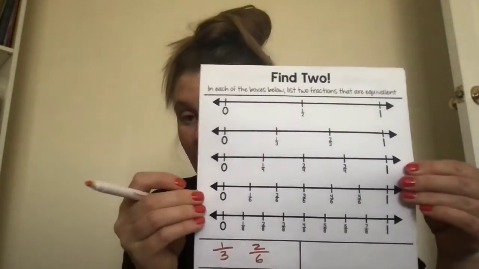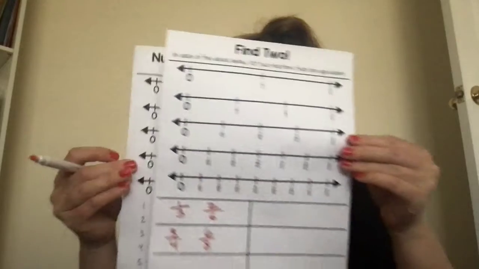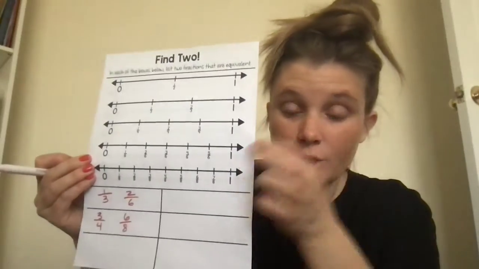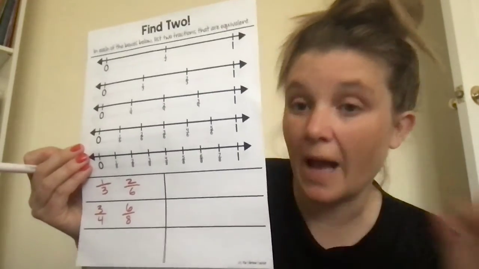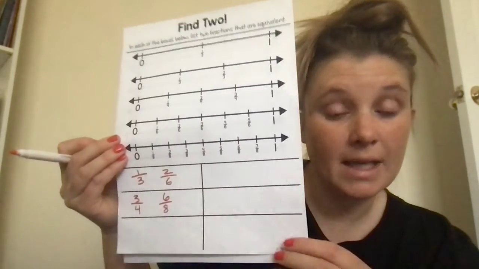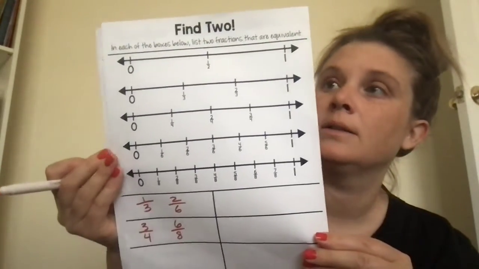Okay, now what I need you to do is go to the Games and Activities folder, and in the equivalent fractions, you're going to get these two papers, Find 2 and Number Line Equivalency. Now, you can take these out. These are for you to keep, okay? Because in some of Games and Activities, we don't keep stuff, right? We put it back for the next hero. This one you can keep. This is for you to write on and keep, okay? All right. Pause me if you need to and go grab those.